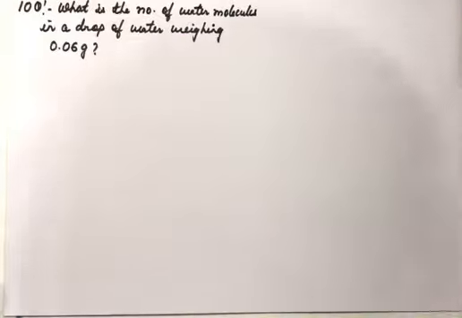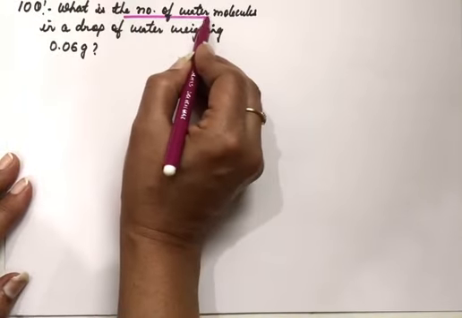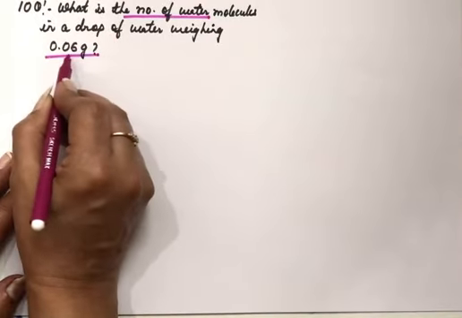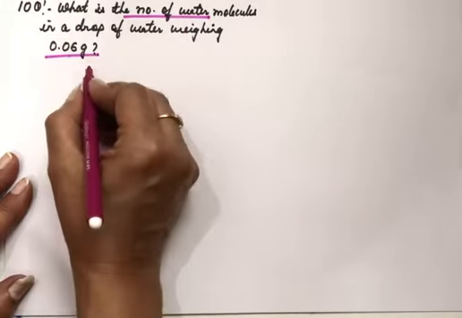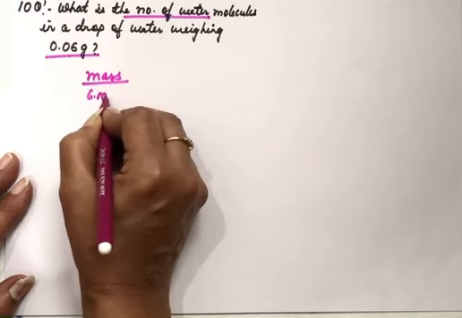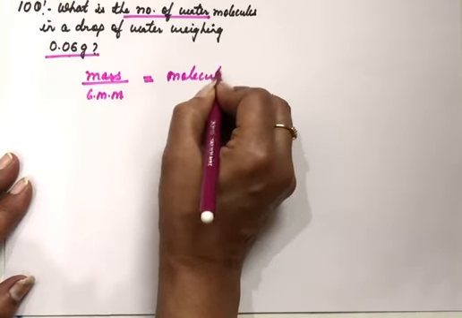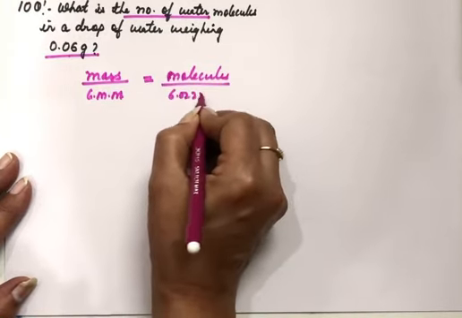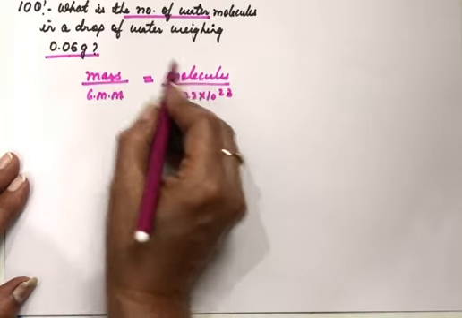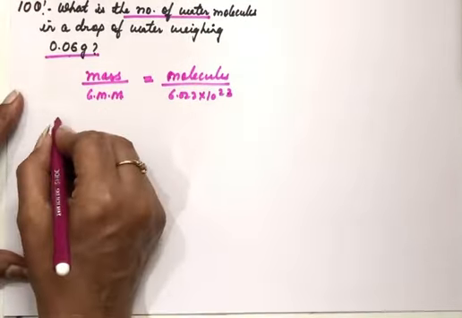Now next question, one more question. What is the number of water molecules? We have to find out the number of water molecules in a drop of water weighing 0.06 gram. That means mass is given and molecules we have to find out. So the formula will be between mass and molecules, that is mass upon gram molecular mass, since water is there, equal to molecules upon Avogadro number of molecules. Molecules we have to find out, and the water mass is given, 0.06. We need the gram molecular mass of water, so this we will find out.